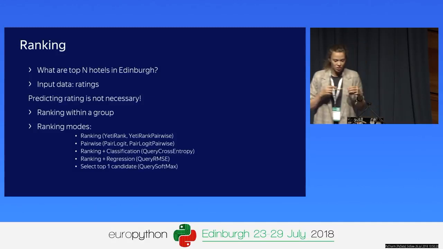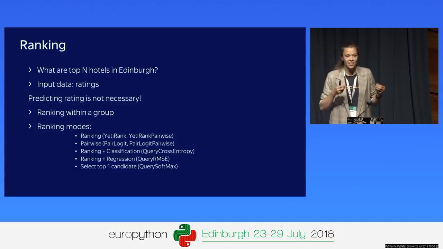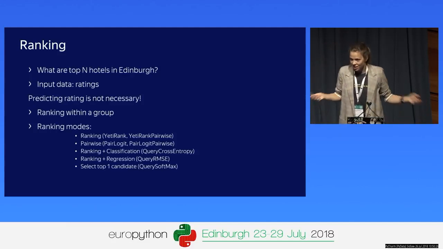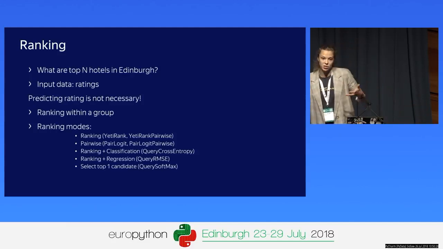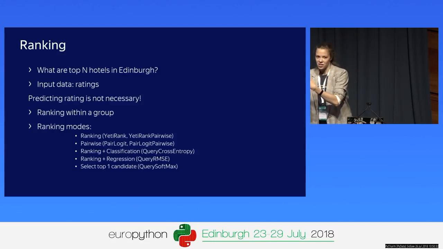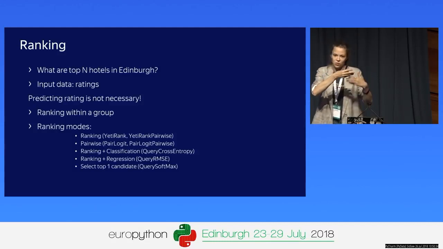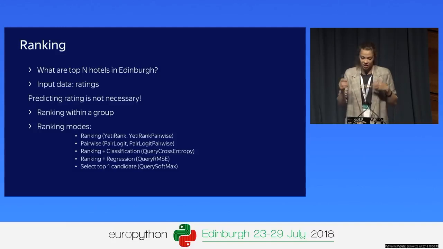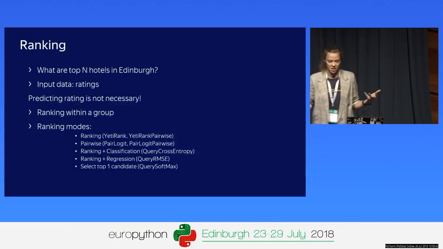The next mode is called pairwise mode, and that is the mode that you use if you do not have any ratings. You only have the pairs of objects, and for each pair, you know that first object is better than the second object, third is better than fourth, and so on. So you only have pairs as the input. We have 2 modes for pairwise ranking, and the difference between them is the same.